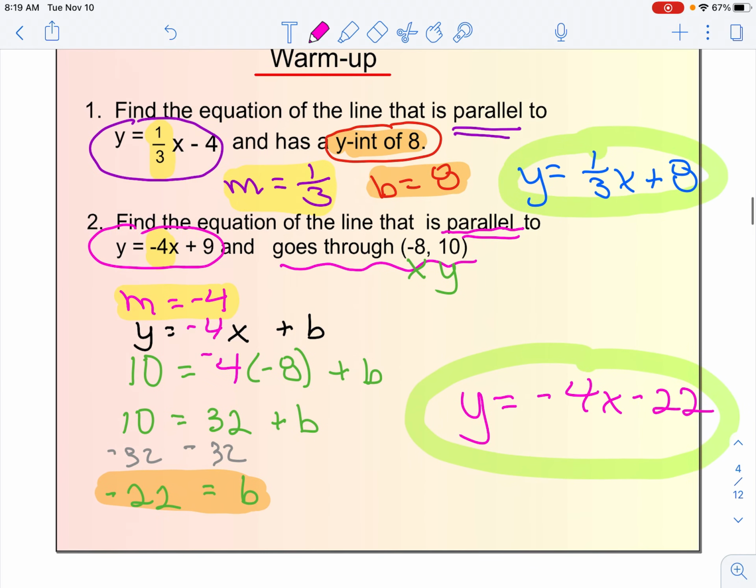Here's what you should have gotten for your answers. For the first one, all you needed to do was pick out the slope from the given line, 1/3. It already gave you the y-intercept, so you plug them into y equals mx plus b. So you'd get y equals 1/3 x plus 8.